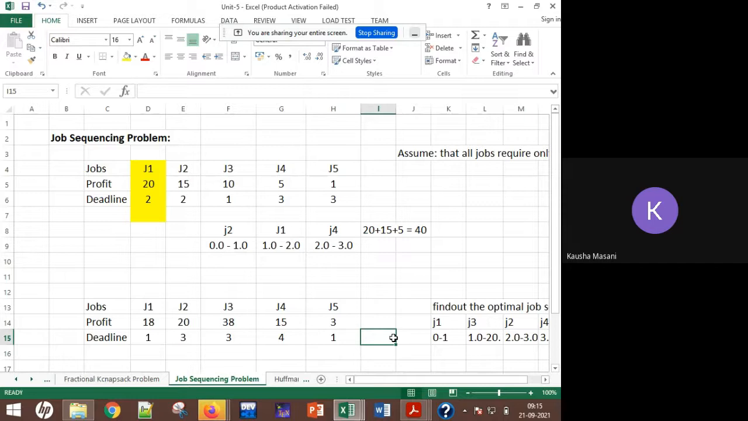First step, arrange in descending order of their profits. So arrange them first. This one.